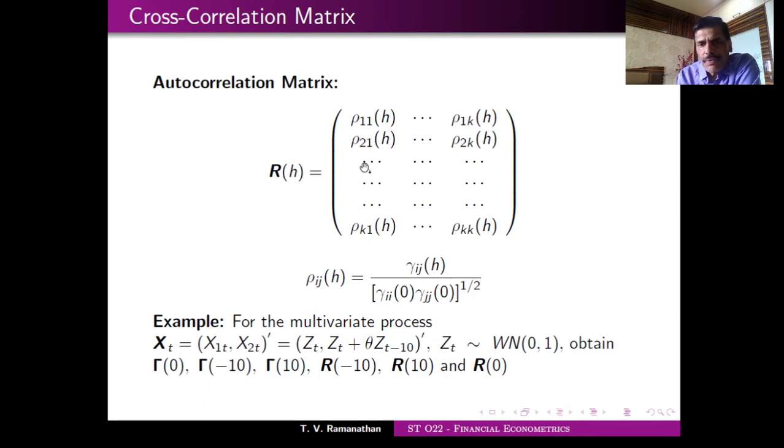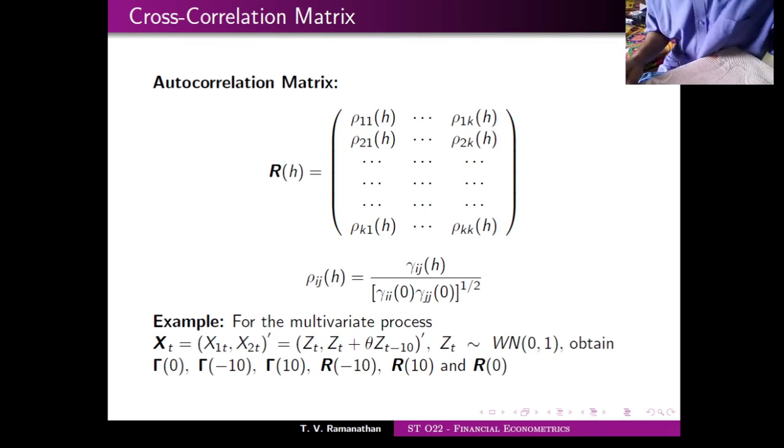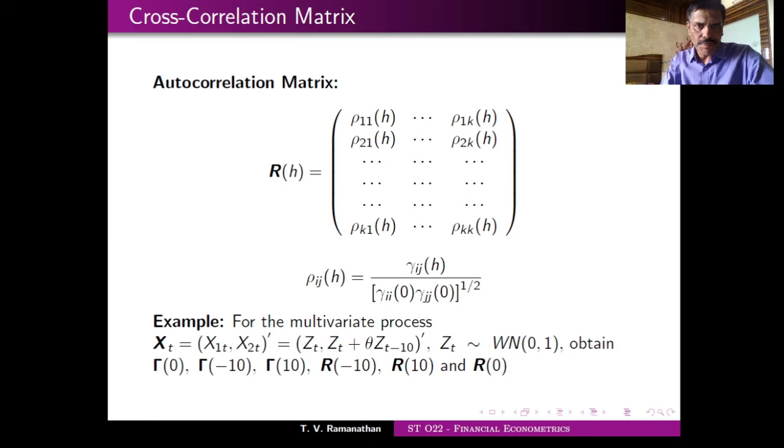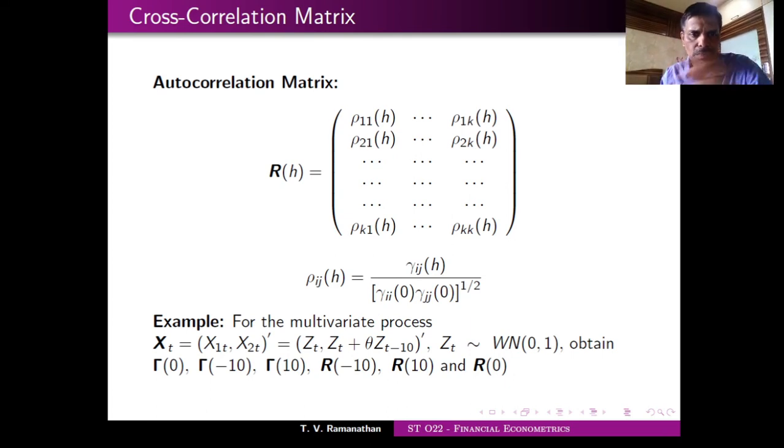Now I want to show you some of the computations related to this. I'm demonstrating an example. There is a series xt that is two-variate, so k equals 2 in this case, a two-variate vector-valued process. The first component is zt itself, and the second component is a moving average, zt plus theta zt minus 10. Z is our white noise, so I have a vector-valued process.